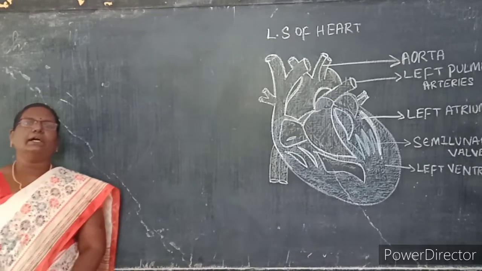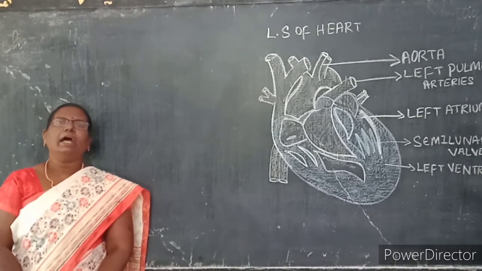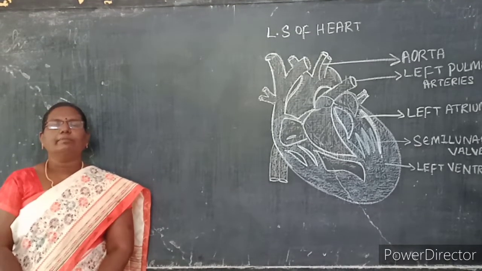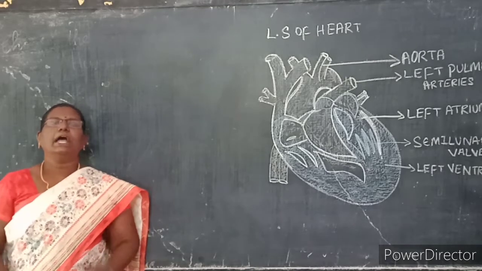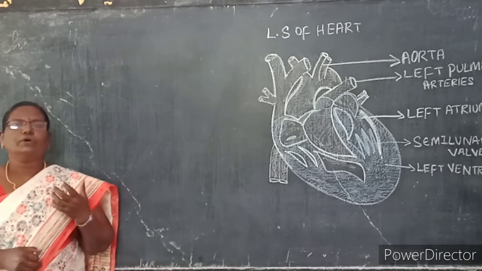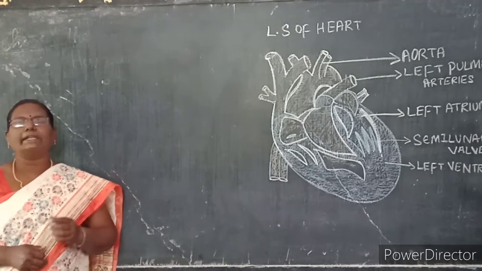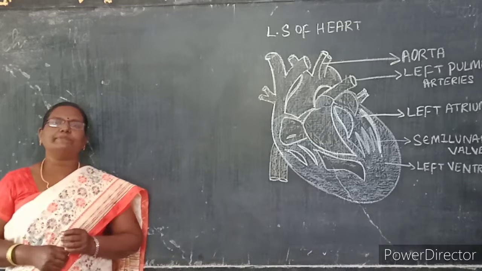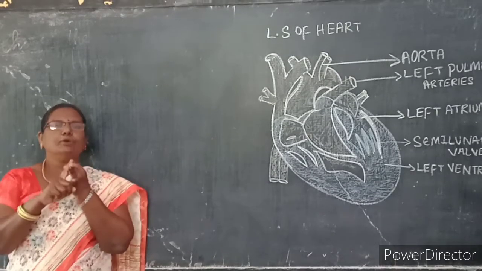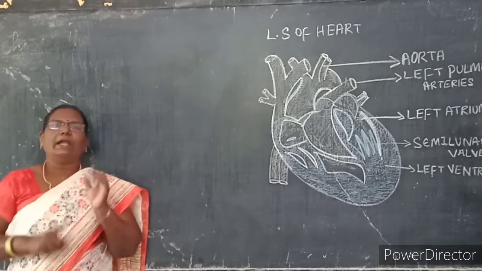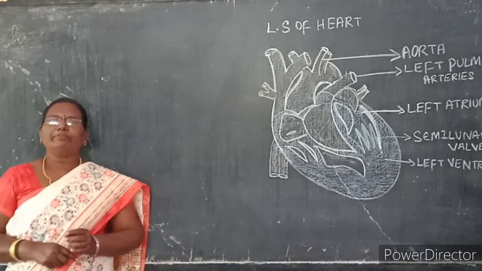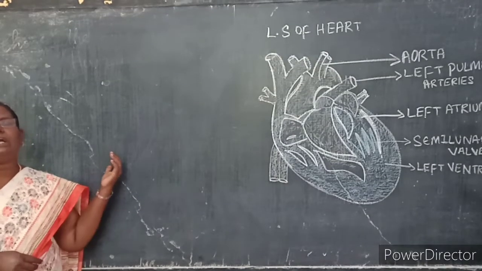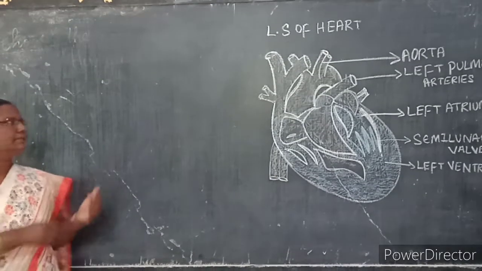Everyone knows about the heart. Only the heart is made up of what type of muscle? Cardiac muscle. What's the reason? Because the heart helps in the continuous pumping of the blood. Already we know that there are three types of muscles: skeletal muscle, smooth muscle, cardiac muscle. Only the heart is made up of cardiac muscle. So, in detailed manner, today we learn about the structure of the heart.